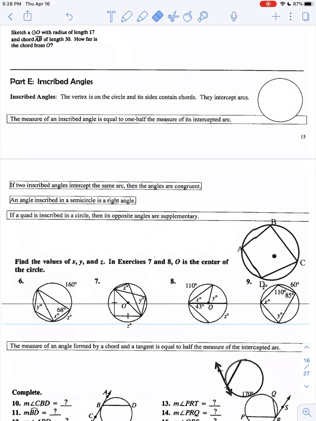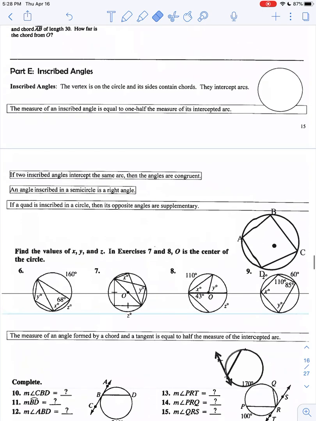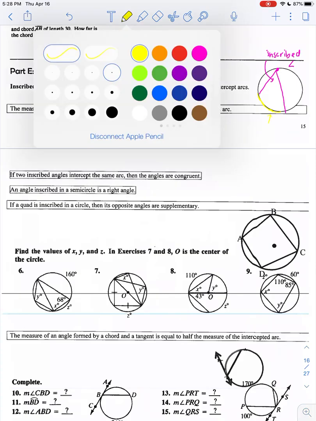We are on inscribed angles, which is part E at the bottom of page 15. At the top, you see a blank circle. I'm going to go ahead and draw an inscribed angle for you. An inscribed angle has the vertex lying on the circle and chords extending from that vertex. So the angle I just drew is an inscribed angle, and the arc is called the intercepted arc. So this part right here is called the intercepted arc.